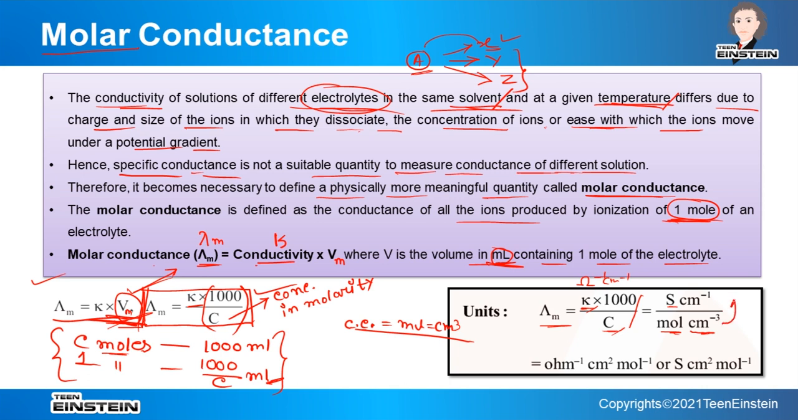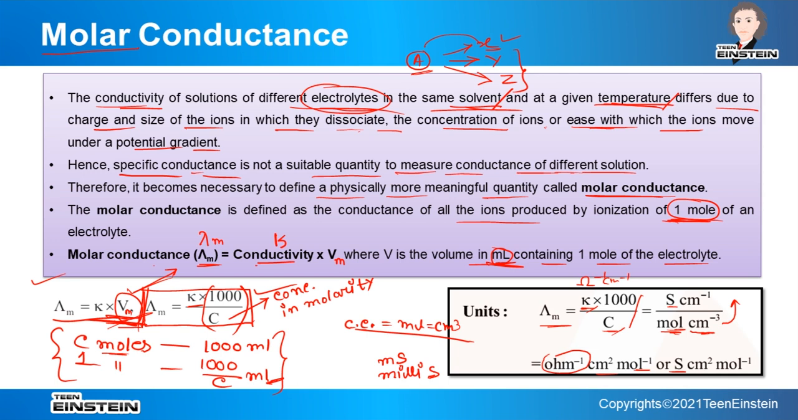Now when it is in the numerator, it will be centimeter square. So the unit is ohm inverse centimeter square per mole, or in place of ohm inverse you can also write S. Sometimes in problems if you see the mention of mS, that means millisiemens. So this is molar conductance.